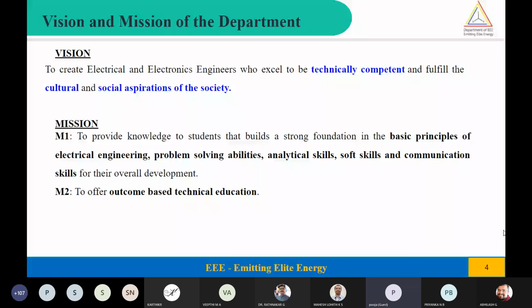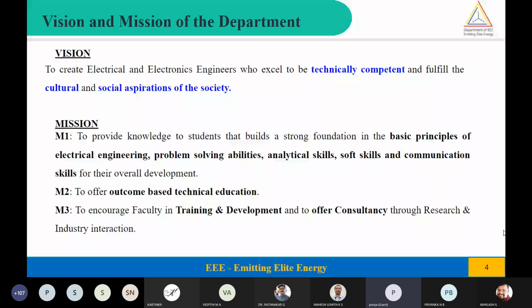And also, we encourage our faculty to improve their qualifications through training and development so that they can offer consultancy or do research and industrial interaction. And again, they have to pass it on to the system. So these are the activities to support our vision. This is our aim. We want to produce engineers this way.